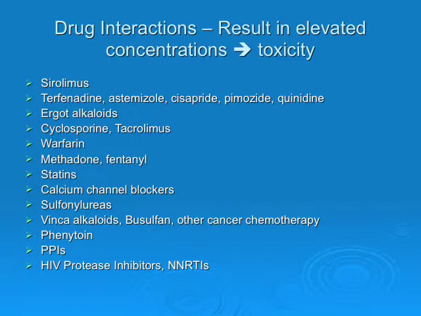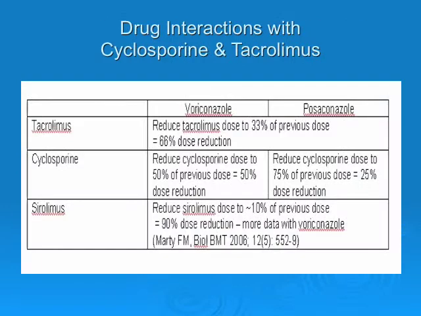Some of the calcium channel blockers need to be monitored closely, sulfonylureas. Chemotherapy can be a major issue if it's 3A4 cleared. We mentioned phenobarbital before, proton pump inhibitors. Also, some of the HIV protease inhibitors and non-nucleoside reverse transcriptase inhibitors. So always, with HIV patients, always do a very thorough search whenever you think about adding one of these drugs to a patient's regimen.